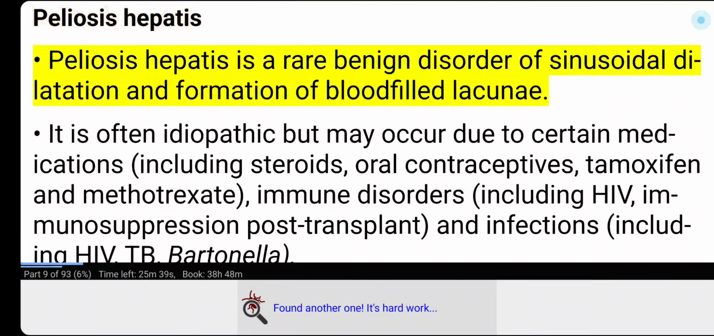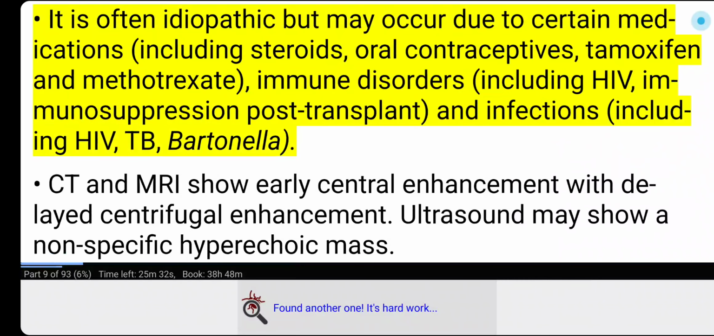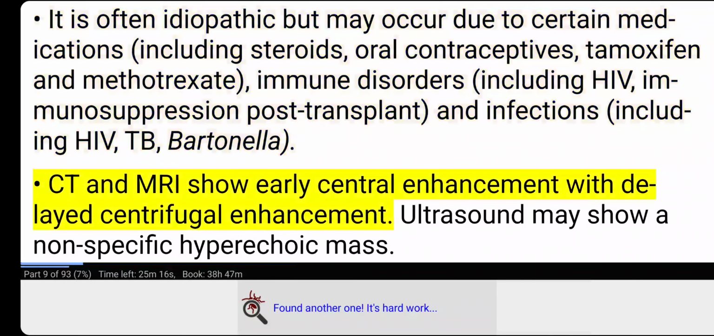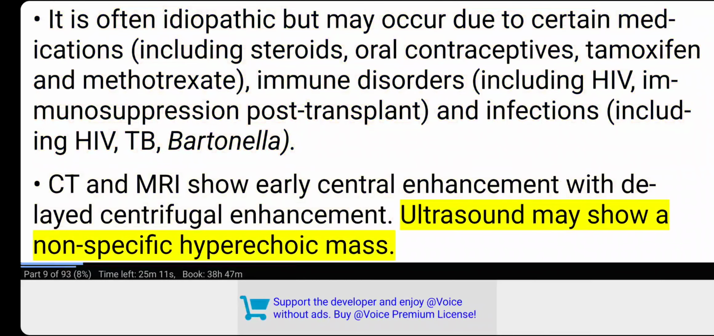Peliosis hepatis. Peliosis hepatis is a rare benign disorder of sinusoidal dilatation and formation of blood-filled lacunae. It is often idiopathic but may occur due to certain medications, including steroids, oral contraceptives, tamoxifen and methotrexate, immune disorders, including HIV, immunosuppression post-transplant, and infections, including HIV, TB, Bartonella. CT and MRI show early central enhancement with delayed centrifugal enhancement. Ultrasound may show a non-specific hyperechoic mass.